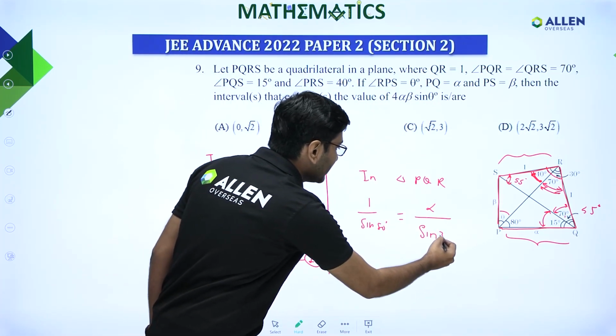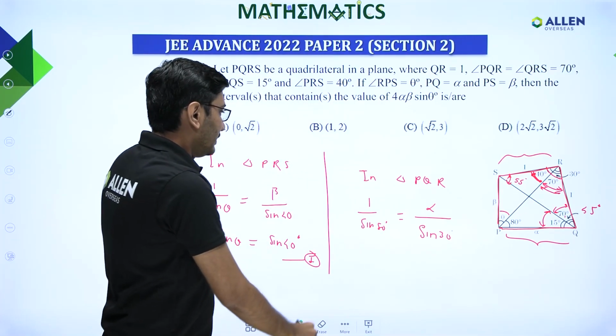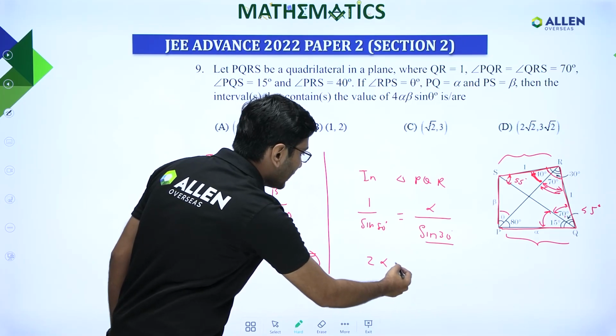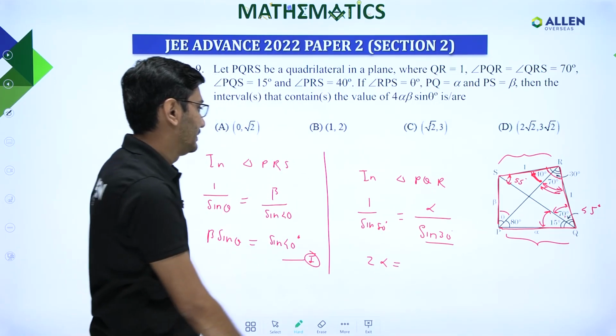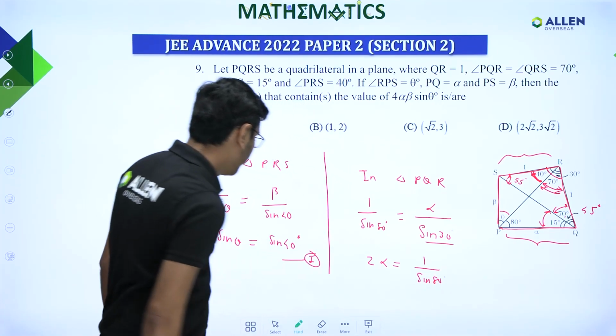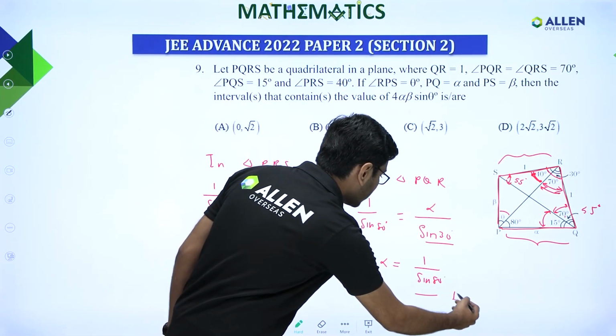So I will get here sine of 30 degrees. This sine of 30 degrees is 1 by 2. So I will get the value of 2 alpha as 1 divided by sine of 80 degrees. So this is the second equation we got.